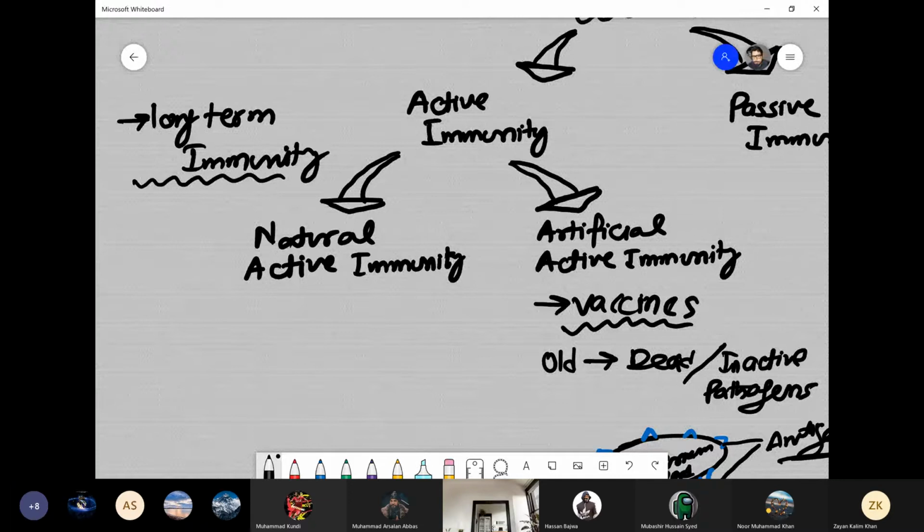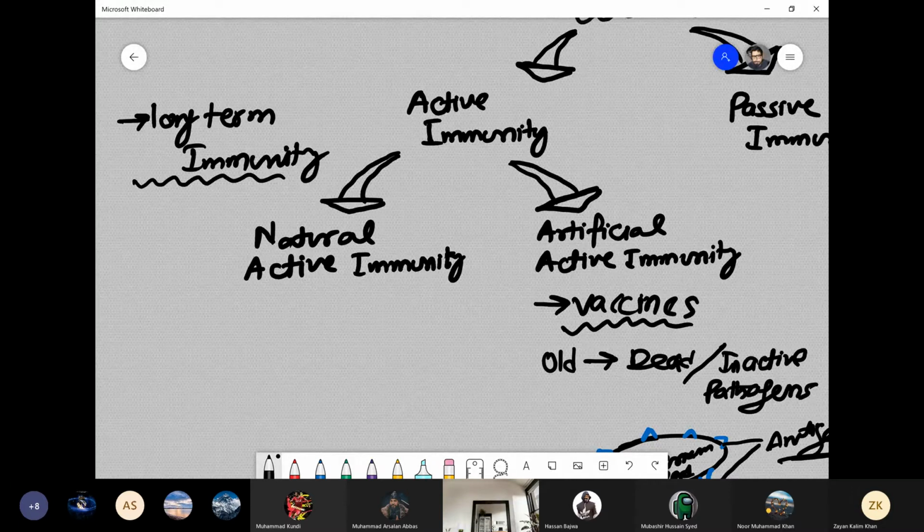So this is what? This is active long-term immunity. Yes, it's long term. It gives immunity for the whole life.